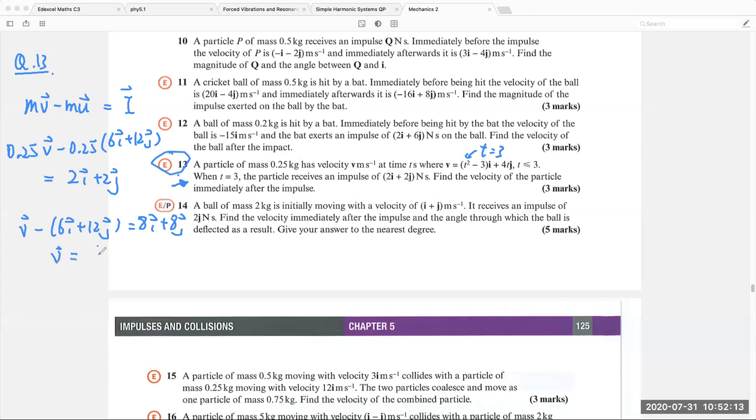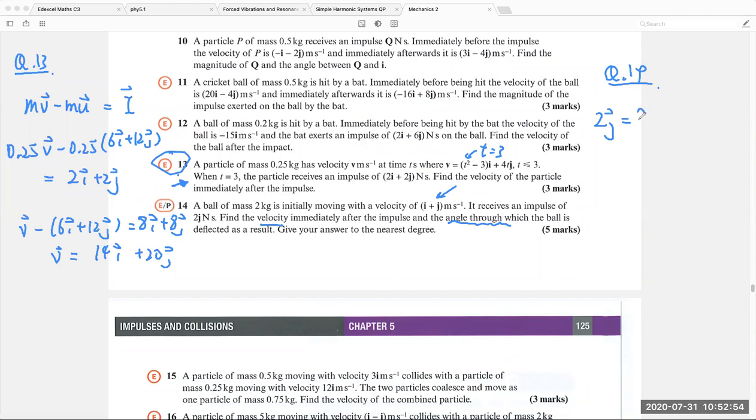So then you get the velocity to be 14i plus 20j. Then for question 14, a ball of mass 2 kg initially moving with this velocity receives an impulse. The main point is to find the angle through which the ball is deflected. But let's see how we can get the velocity first. So the impulse is 2j.